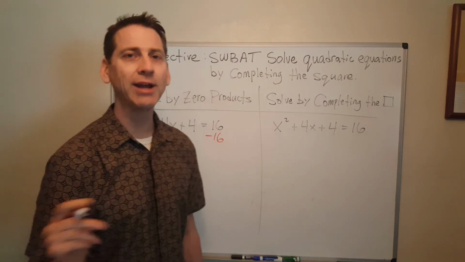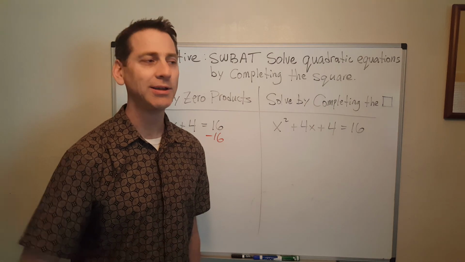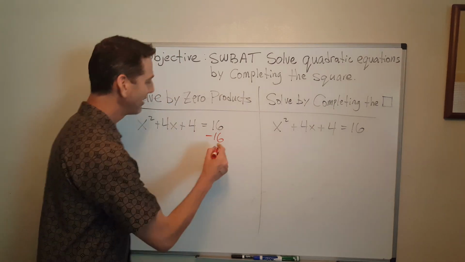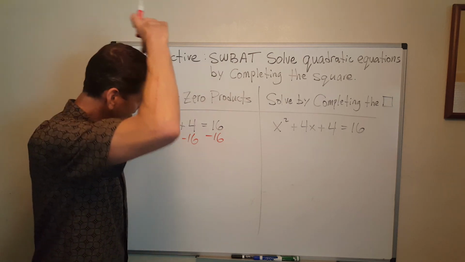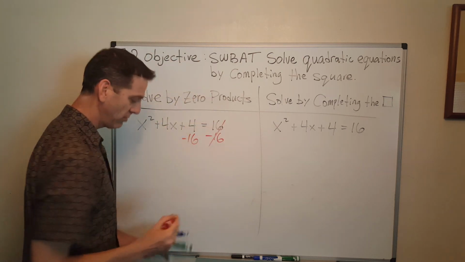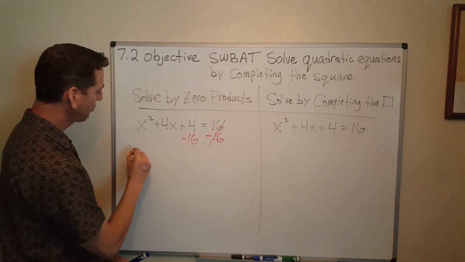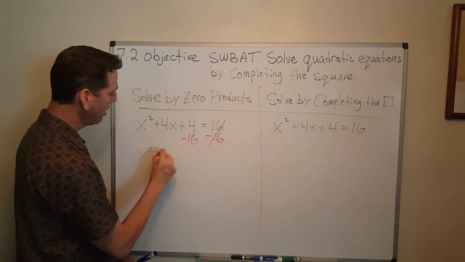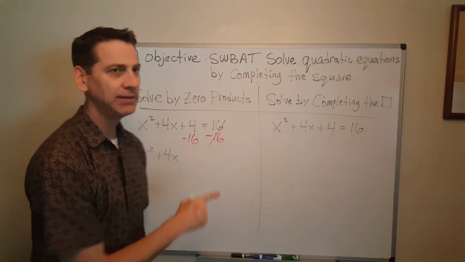You just subtract 16, right? If you got 16 bucks, I can turn that into a 0 real quick. Just go out and spend it. Okay, do that to both sides. All right. So 16 minus 16 is 0. So we end up with x squared plus 4x, and 4 minus 16.